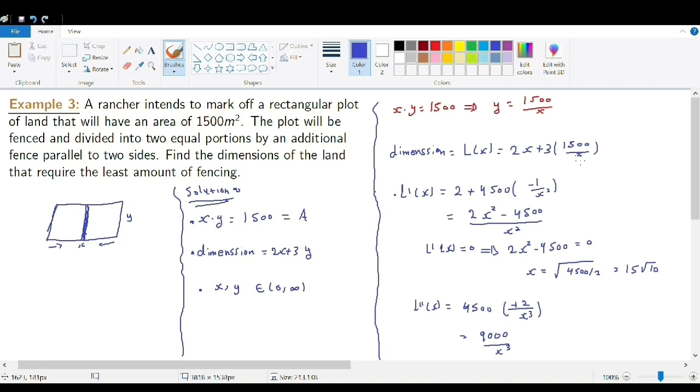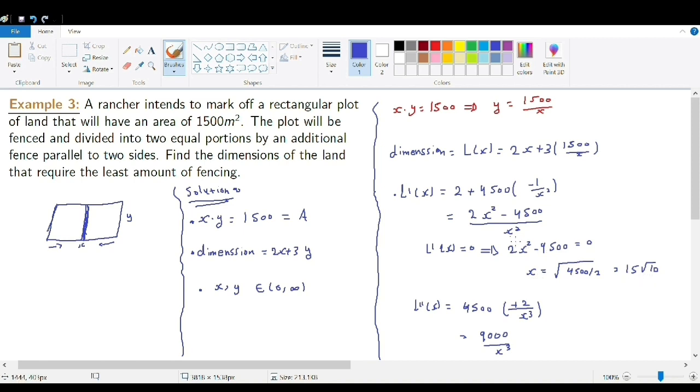Derivative of 1 over x will be minus 1 over x squared. If you rewrite this one, multiply by x squared, this will give us 2x squared minus 4500 over x squared. Now solving, the derivative is equal to 0. This will give us 2x squared minus 4500 is equal to 0. Solving for x, x will be 15 root 10.